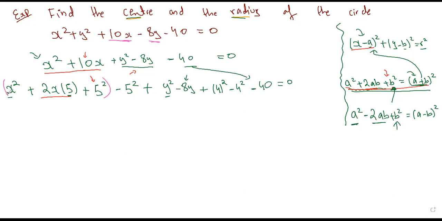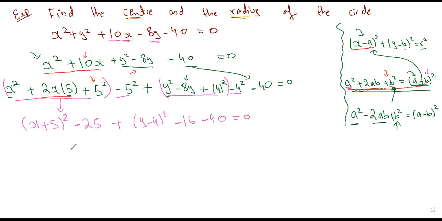Now we need to understand something. So let's put brackets around this part and this part, because we know that I can write it as a plus b whole square. This would be x plus 5 whole square. Then I have minus 25. Then plus, what can I write for this expansion? y square minus 8y minus 4 whole square. Very good. y minus 4 whole square. And then this would be minus 16, minus 40. Very well done, guys. So this would be x plus 5 square plus y minus 4 square.